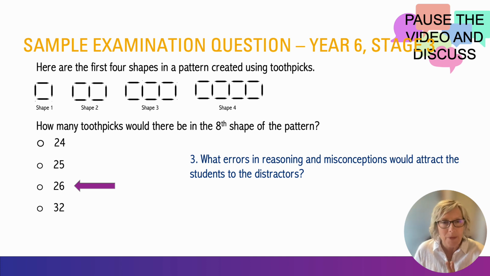26 is a transforming error. They've doubled the 4th term to generate the 8th term. Got to give it to them. They're thinking, but it doesn't work. 32 is another processing error. They've multiplied 8 by 4 as the pattern involves squares and squares have 4 sides.